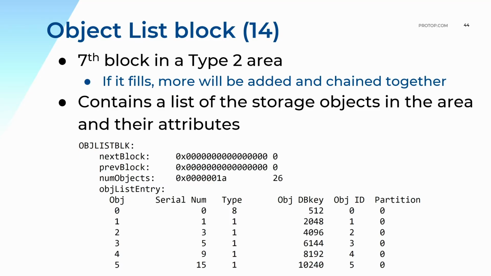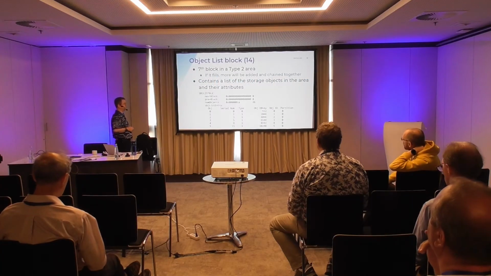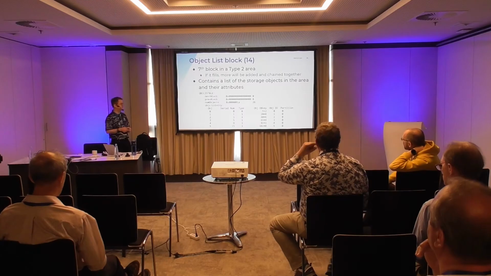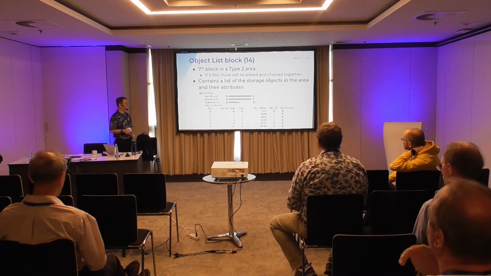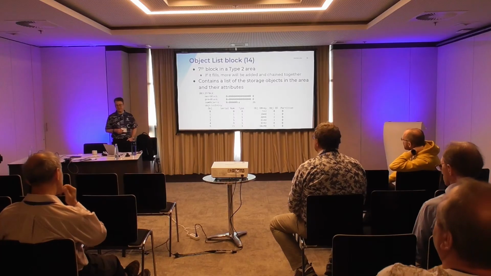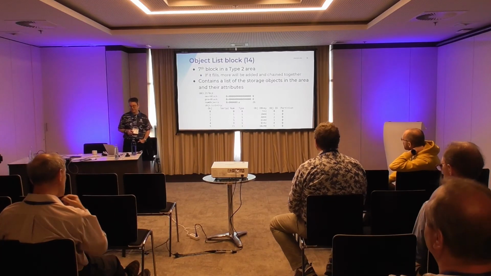I mentioned the object list block earlier. This is a type 2 specific block type. It's always the 7th block in a type 2 area, and it contains a data structure called object list block. And it's a listing of all the storage objects and some of their attributes, like the DB key of the object block and the object ID and object type. Note that there's also a line item for the area itself. That's what type 8 means.